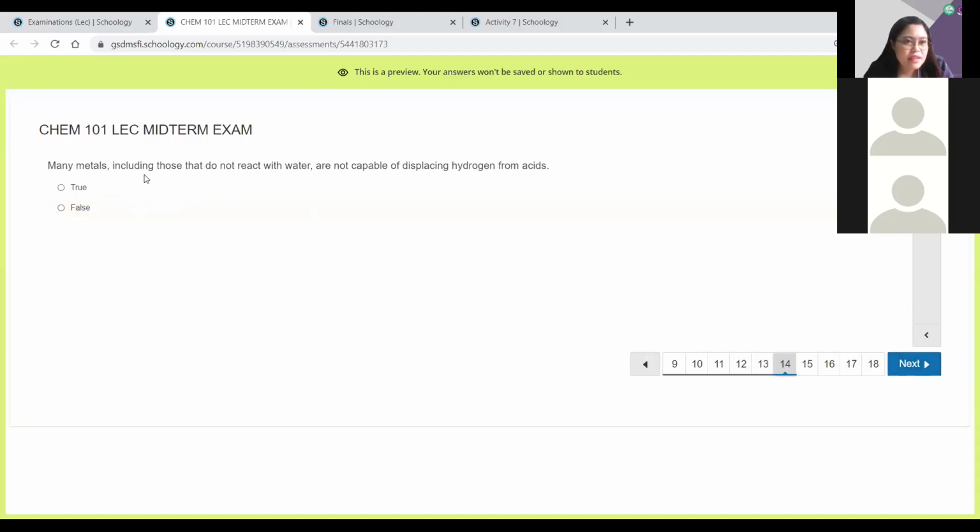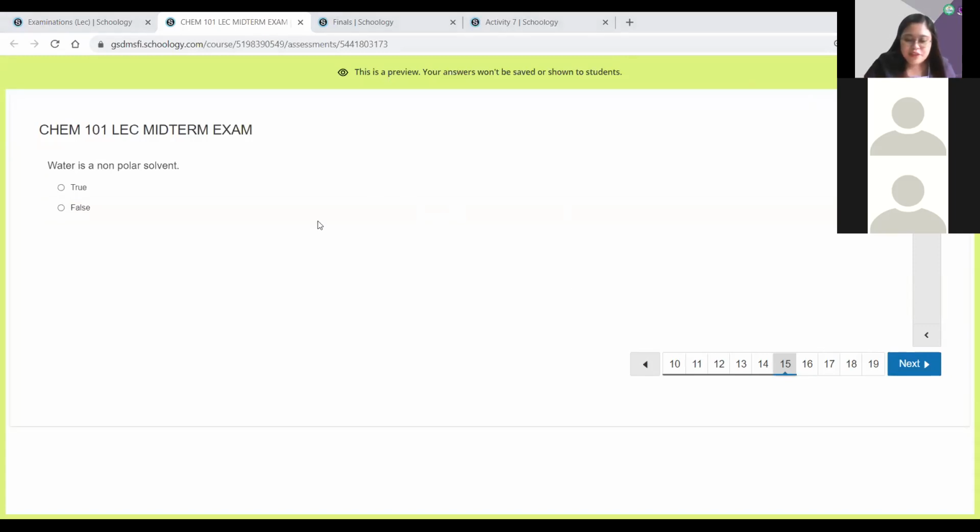Next, many metals, including those that do not react with water, are not capable of displacing hydrogen from acids. Kabaliktaran din ito ng statement kanina, no? So that statement, ganun pa rin. We have a lot of metals that are capable of displacing hydrogen from our acids, as long as they are listed above the hydrogen in the activity series of metals.